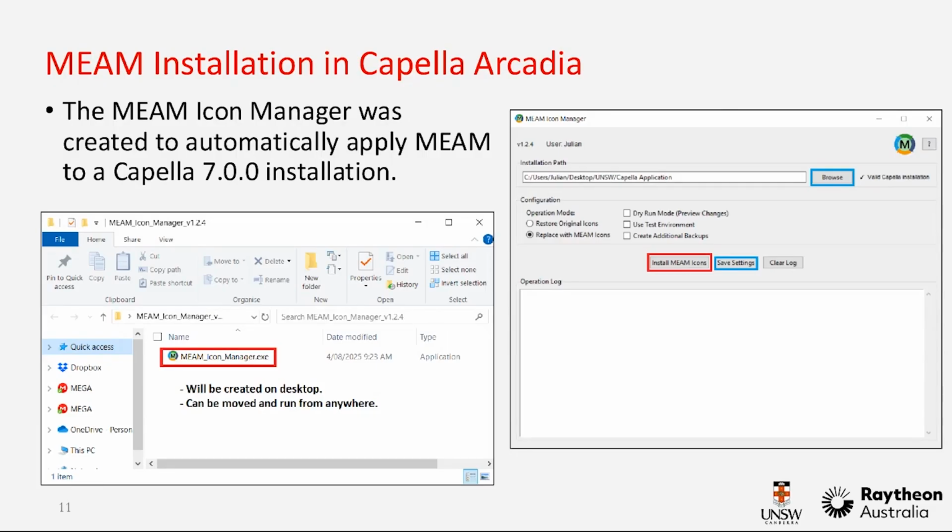How did we do that? On the side of the project, we wrote a quick tool in Python. We called it the Icon Manager, and it had a few buttons. The first was to browse to find the location of your Capella installation. We were using Windows at the time. Then there was a button to install, and a button to uninstall, so we could revert back to a base Capella and then go into a MEAM Capella. We were working with Capella 7.0.0. However, I'm sure it wouldn't be too much to implement this on later versions.